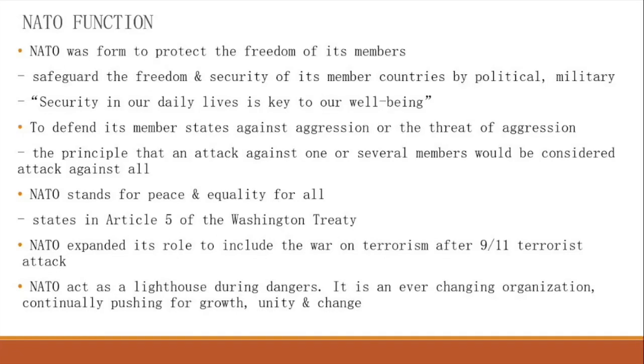The next function is that NATO expanded its role to include the war on terrorism after the 9/11 terrorist attack. This shows that NATO bans any form of terrorism that tries to threaten its members. Lastly, NATO will act as a lighthouse during dangers. It is an ever-changing organization that continually pushes for growth, unity, and change. We can say that NATO will act as a protection if anything happens to the members in NATO, so the members will not feel like they are alone. They will be helped by others.